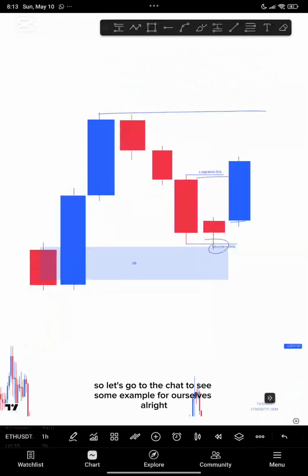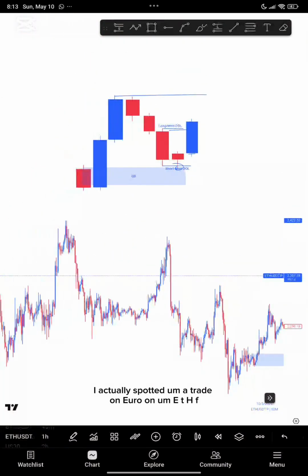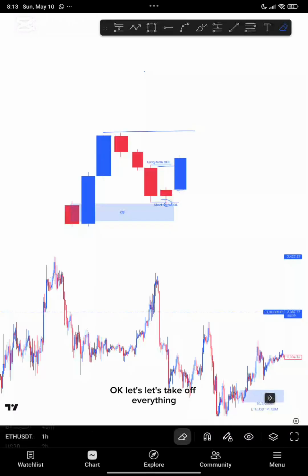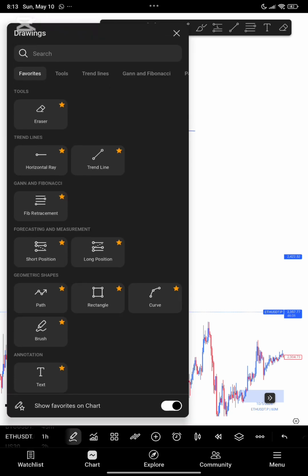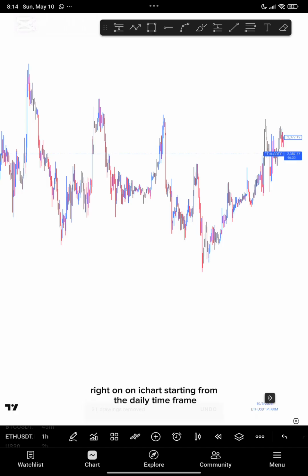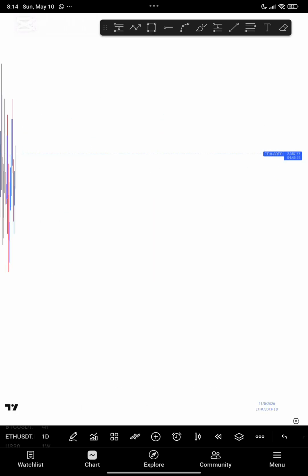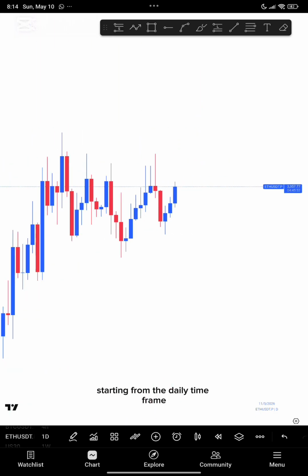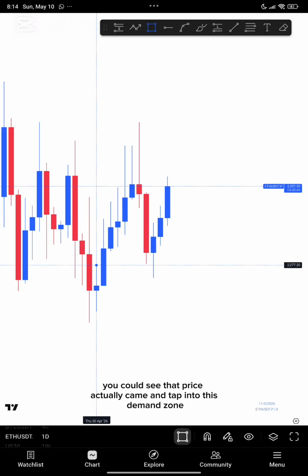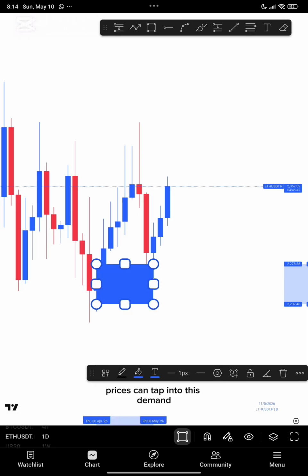So let's go to the chart to see some examples for ourselves. Right, I actually spotted a trade on ETH here. Okay, let's take off everything. Right, on ETH here, starting from the daily time frame. You could see that price actually came and tapped into this demand zone.